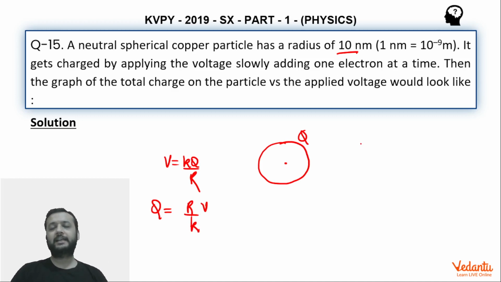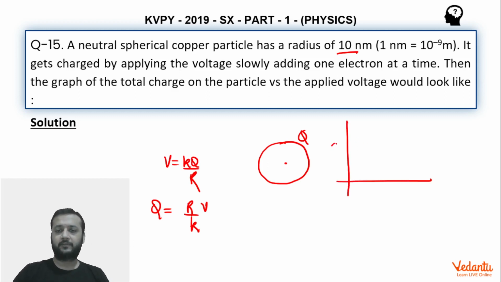That means at any time it will be one electron or two electrons or three, four, five electrons, like that. So if you draw the graph of q versus potential, q can have a value of 0, or 1 electron, or 2 electrons, or 3 electrons, or 4 electrons. Correspondingly, the value of potential can be found by putting 1, 2, 3, 4 electrons in this equation. So basically you multiply n electrons by k by r.